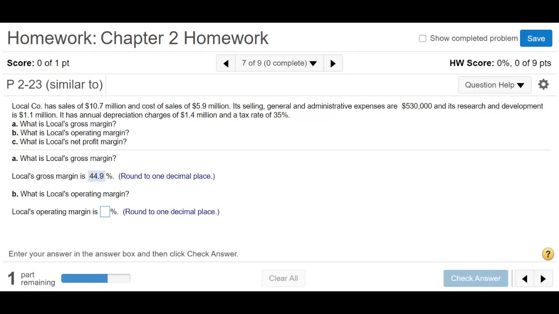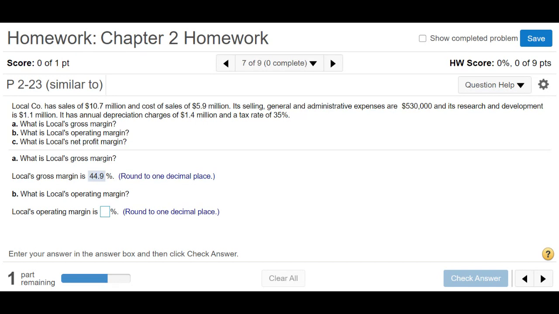This is on the formula sheet. Do you see it there? Maybe I'm just blind, but give me a second. It's under profitability ratios. It's there, but it just says gross profit over sales. It doesn't say sales minus cost of sales.